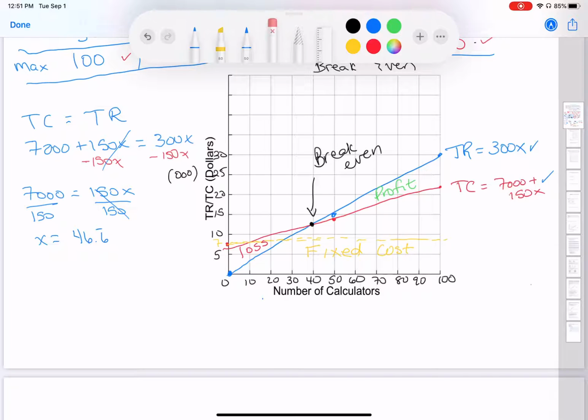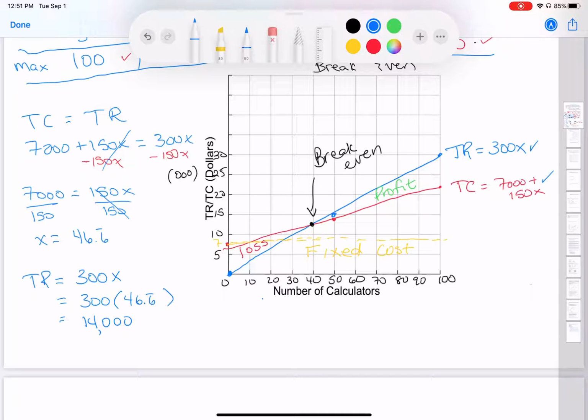What will the amount of money be? How much money will be in our revenue at the point that we make these 46.6 calculators? So we know that total revenue is 300 times x. So if we want to know how much money we would have taken into the company by making 46.6 calculators, we can just multiply that by 300. That's $14,000.